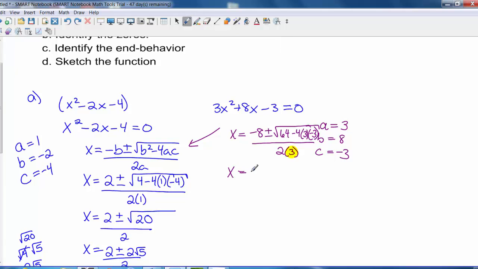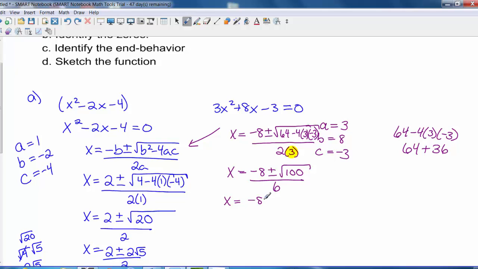Okay, so we can finish this up here. I have x equals negative 8 plus or minus, simplifying this, 64 minus 4 times 3 times negative 3. Order of operations, you have to multiply before you can subtract. So that's 9, that's 36. It would be positive because of the two negatives. 64 plus 36 would be 100. So we'd have negative 8 plus or minus the square root of 100 all over 6.